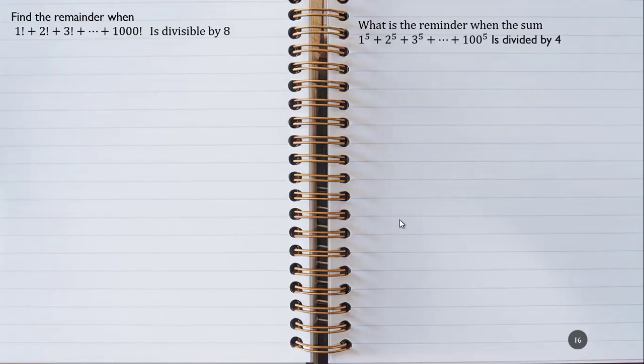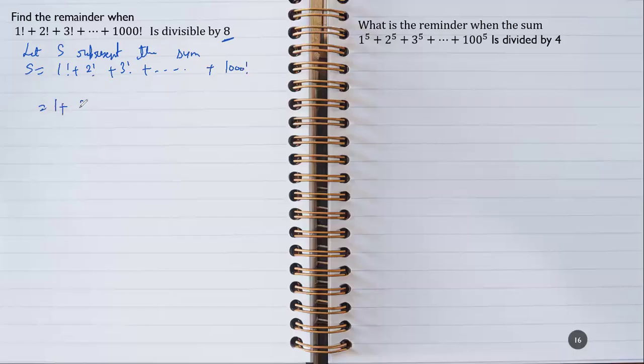In the same way which we have done for part number 12 by 12, first we will consider the sum. Let S represent the sum. So S is 1 factorial plus 2 factorial plus 3 factorial, dot dot, plus 1000 factorial.